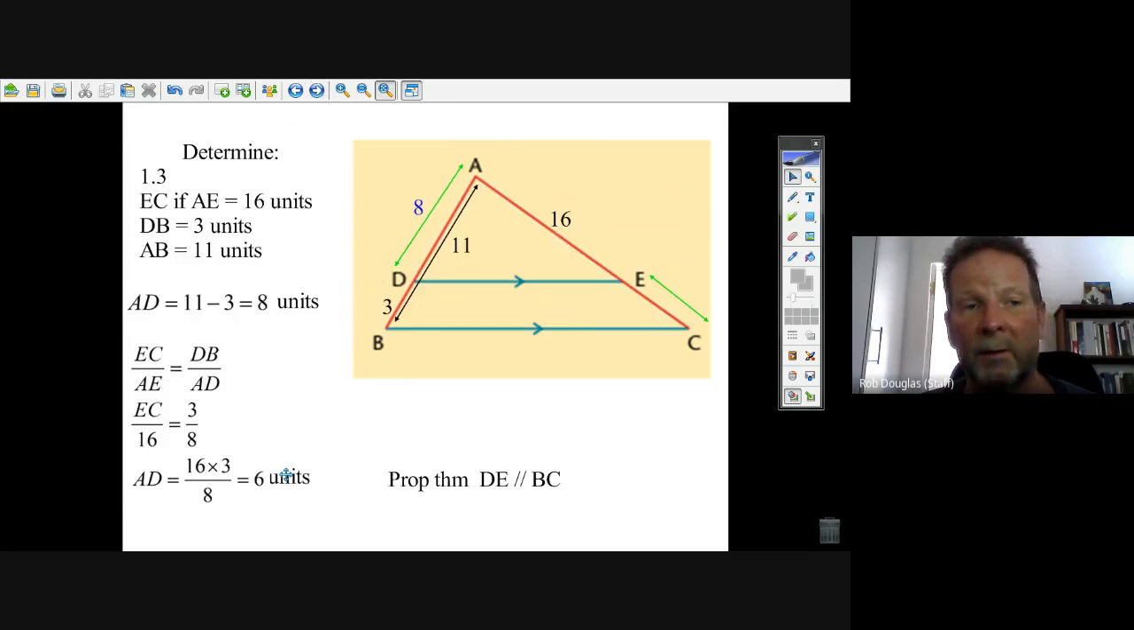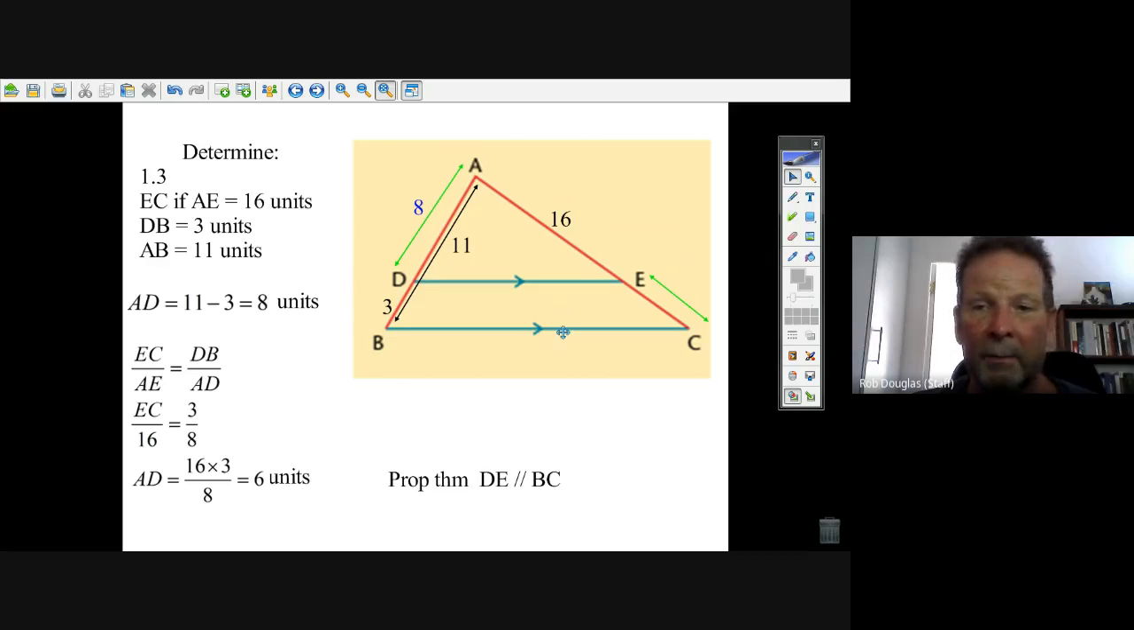Let's take a look at the next question. You're supposed to find EC. You're given that AE is 16. There's your EC that you're supposed to find. You're given that AB is 11. And you're given that this little piece is 3. Well, to get at this little piece over here, one easy way to do it is I could figure out AD. If I know it's 11 all the way, and this piece is 3, that's got to be 8. 8 plus 3 is 11, or 11 minus 3 gives me this piece, AD.